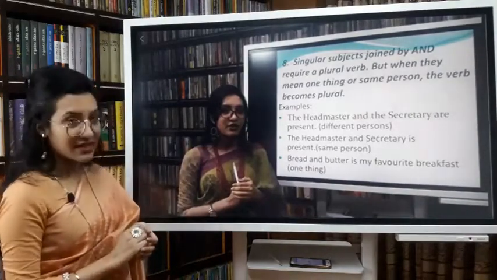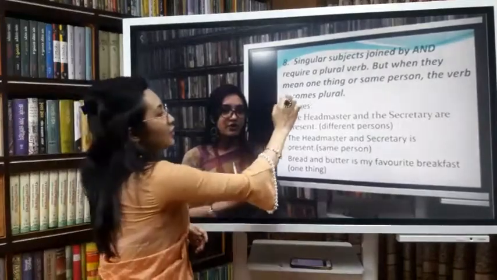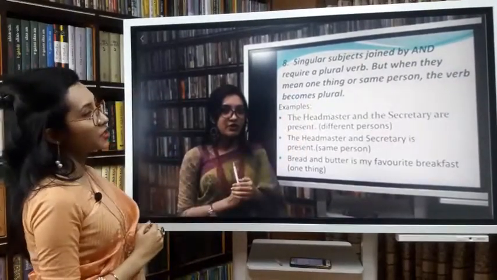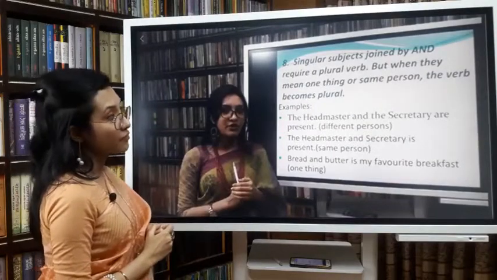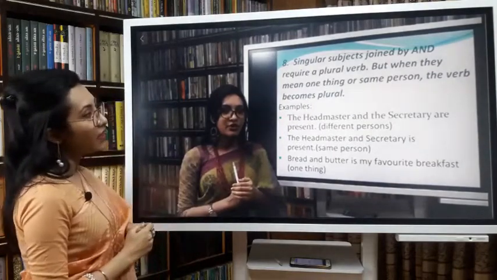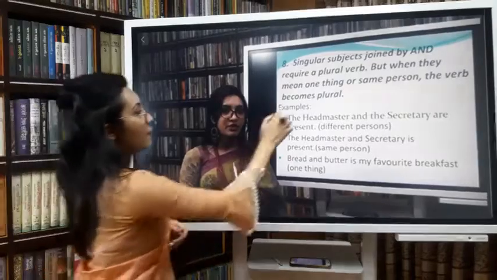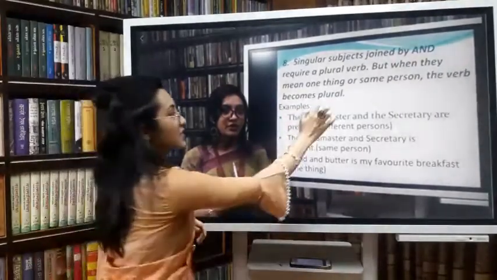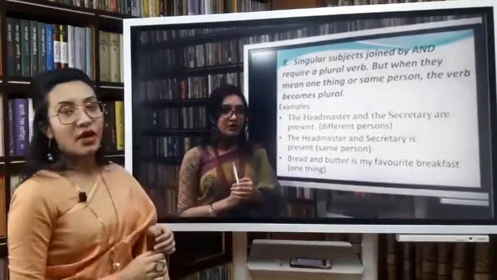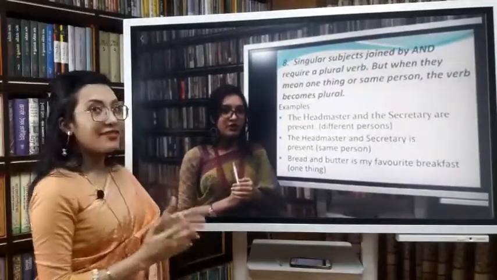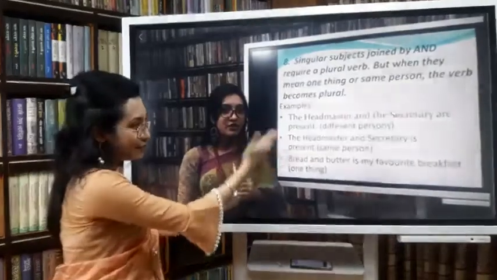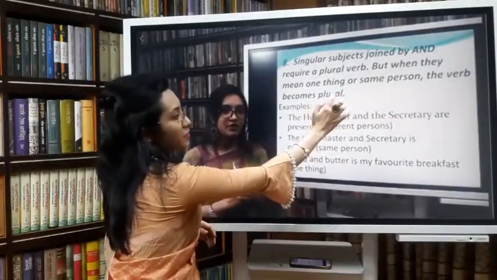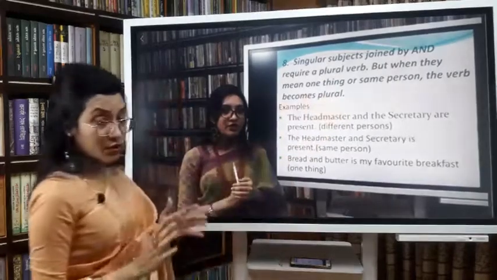Now there is a mistake here. See, here I have written in the slide, singular subjects joined by and require a plural verb, but when they mean one thing or the same person, the verb becomes plural. I'm extremely sorry for this unintentional mistake. This is going to be singular. When I explained it, I explained it correctly. Even the examples are correct, but there is a writing mistake here. This is not plural. This is going to be singular.